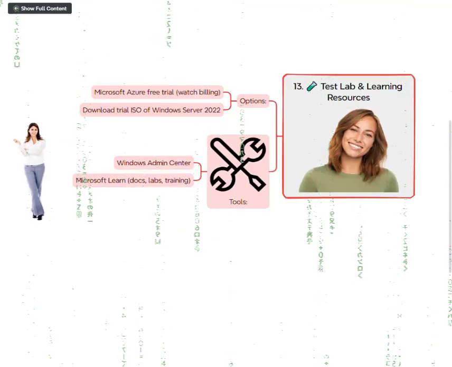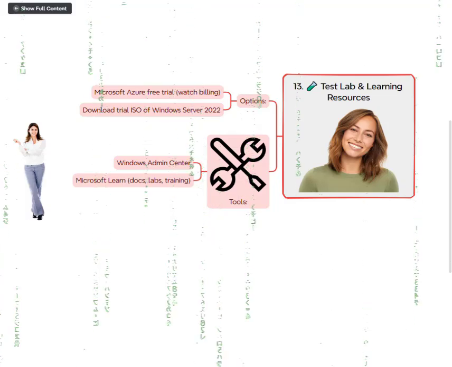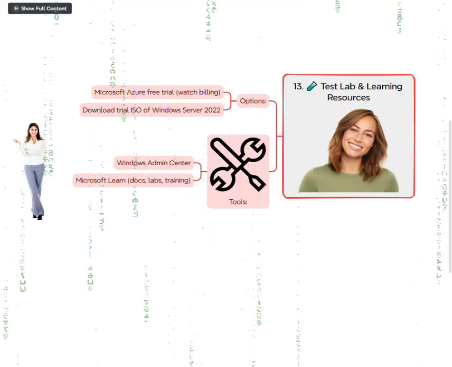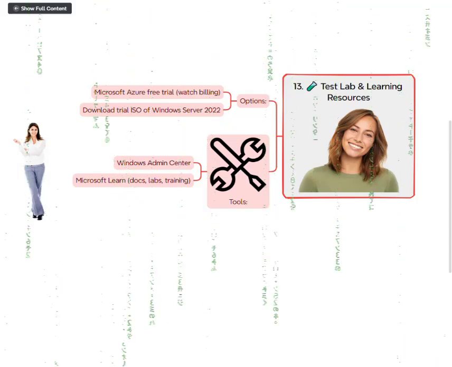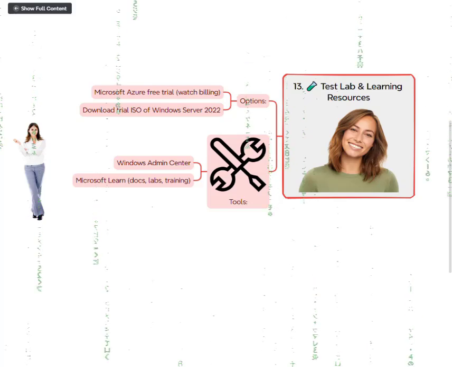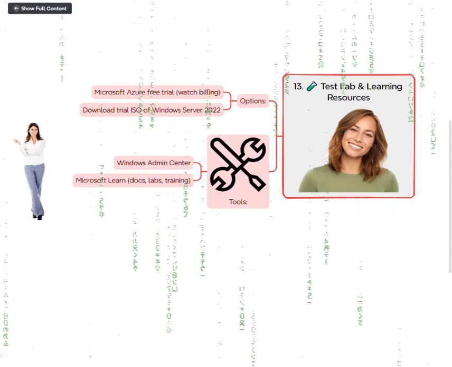13. Test lab and learning resources. If you're wondering where to practice all this, don't worry. You've got options. You can spin up a free virtual machine in Microsoft Azure, or download a trial version of Windows Server 2022 and run it locally with Hyper-V or VMware.